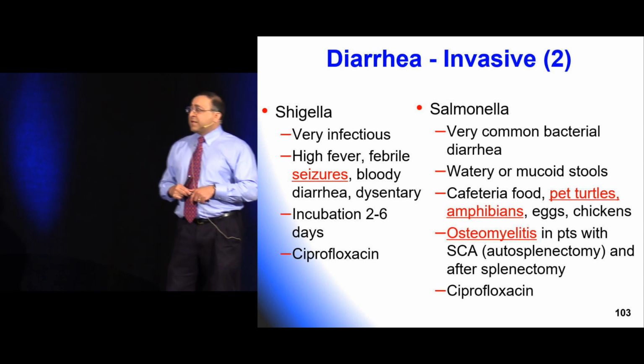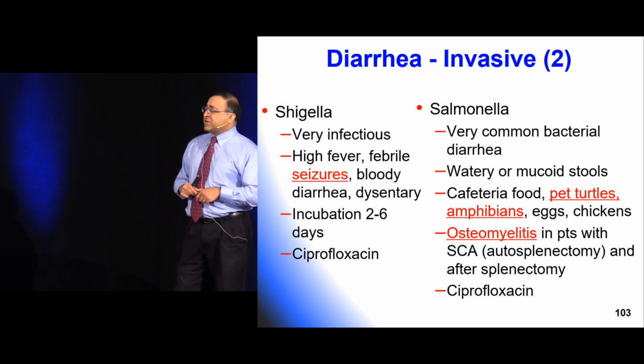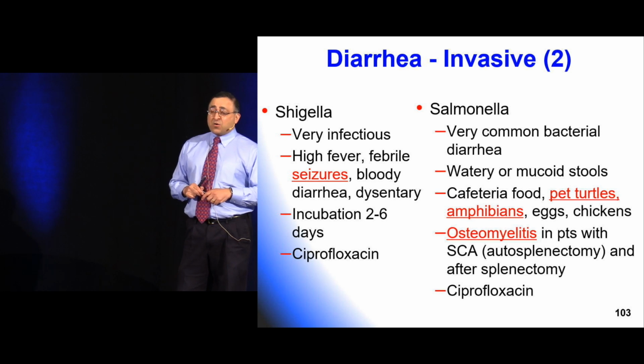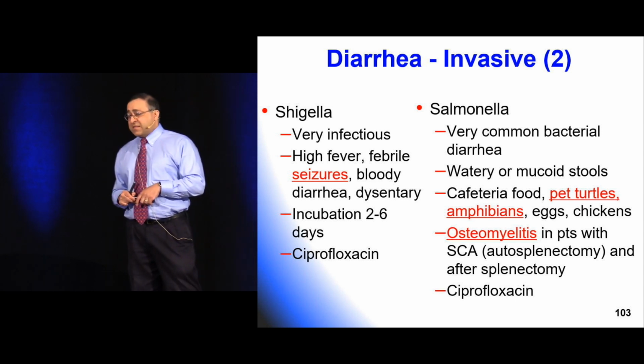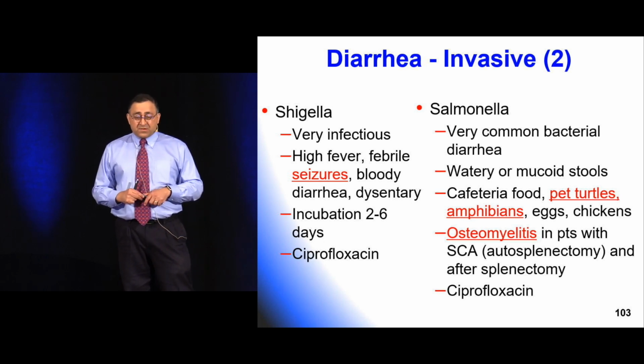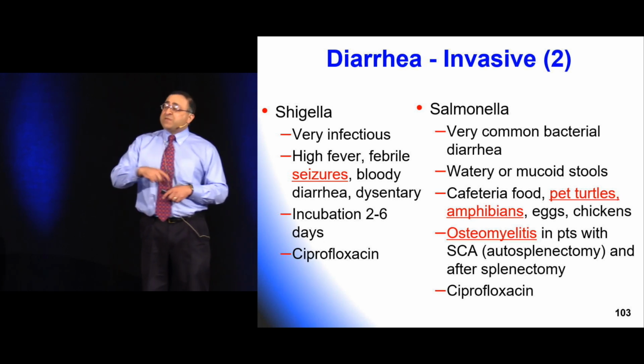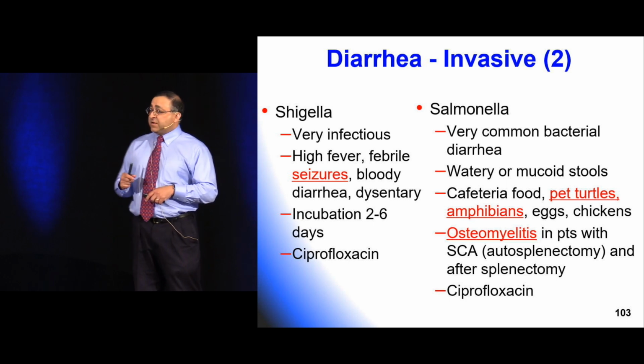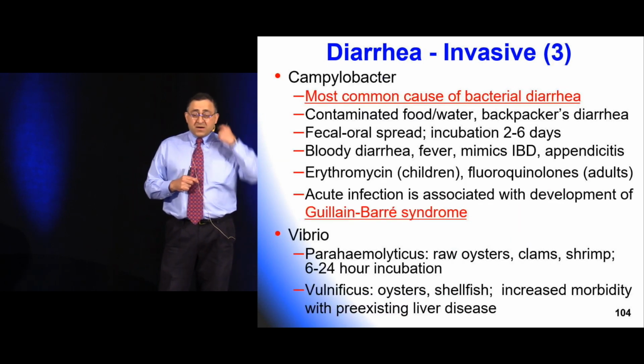And again, because this is an encapsulated organism, patients with sickle cell anemia are going to be at higher risk for developing osteomyelitis from salmonella. That's a little bit separate from diarrhea anyway, but I figured I'd throw that in there since we're talking about salmonella. Either one of these can be treated with Cipro. All right, so keep those treatments in mind.